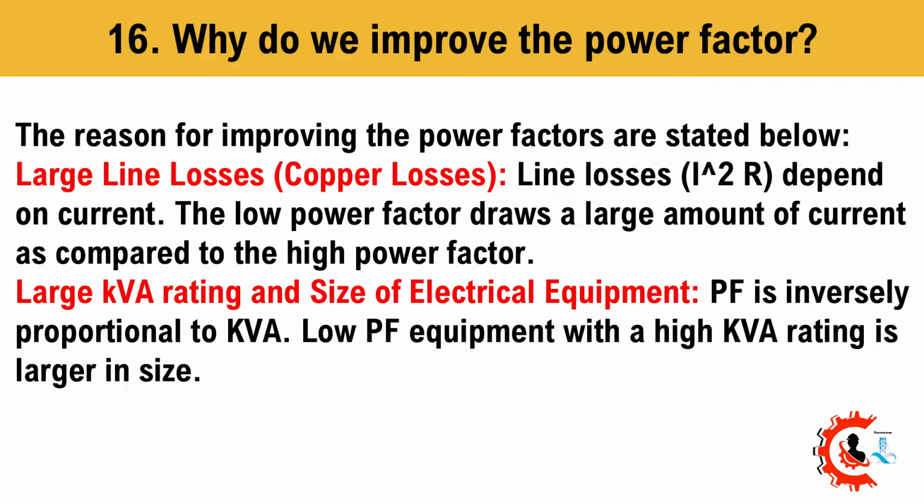16. Why do we improve the power factor? The reasons for improving the power factor are stated below. Large line losses, copper losses. Line losses depend on current. The low power factor draws a large amount of current as compared to the high power factor. The large kilovolt-ampere rating and size of electrical equipment. Power factor is inversely proportional to kilovolt-ampere. Low power factor equipment with a high kilovolt-ampere rating is larger in size.